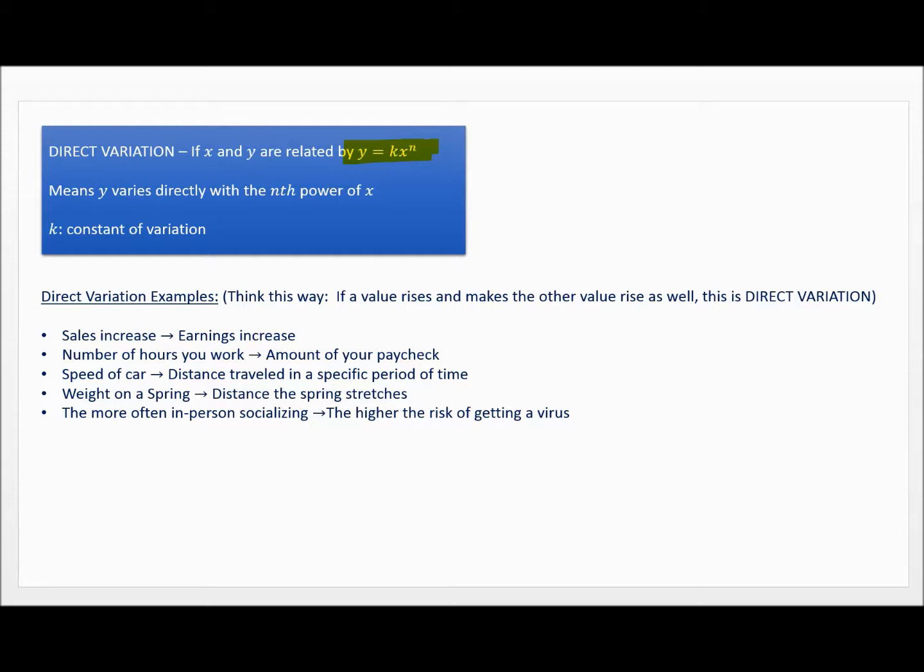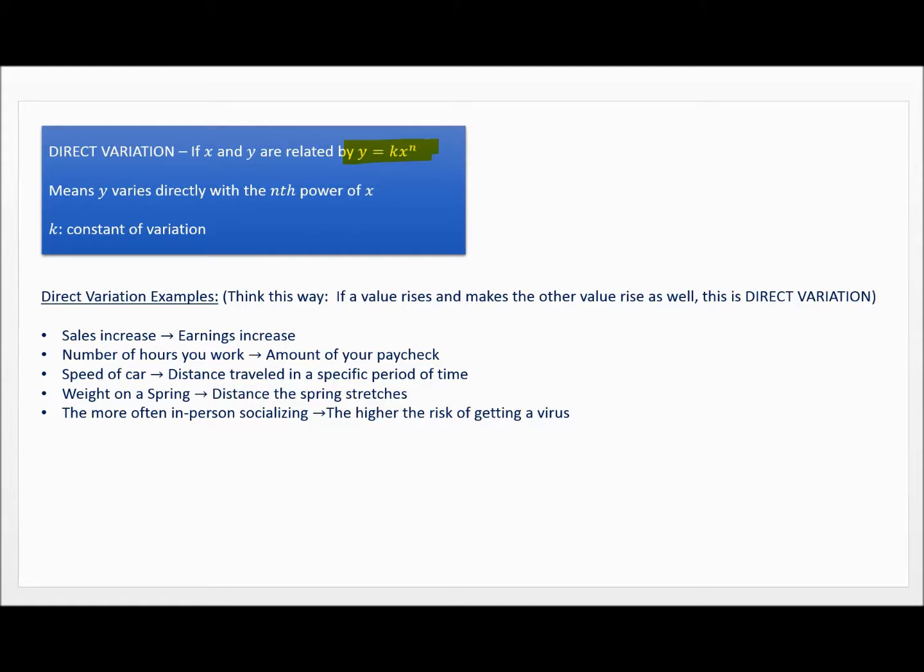The speed of your car and the distance traveled. So the faster you drive, the farther you drive, or the slower you drive, the shorter you drive, right? Those are directly related to each other. Another example, weight on a spring and the distance the spring stretches. Imagine a spring you're just holding in your hand, and you put some weight on the end of it. The heavier the weight, or the more the weight, the more the spring stretches out.